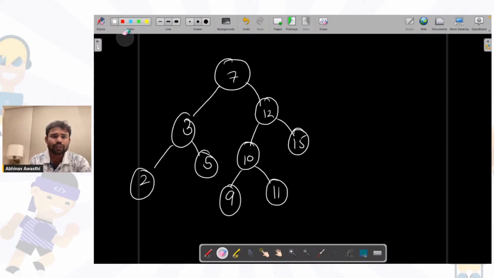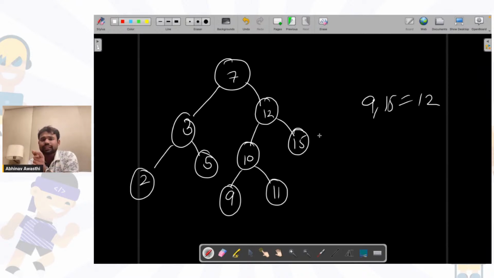Great. So if you will see one thing here, what we can do is, let's say we are talking about 9 and 15. So why for 9 and 15, 12 is the LCA? Because you can see that 15 is greater than 12 and 9 is less than 12. So for being an LCA, there is a very common property that one child should be on the right and one child should be on the left.